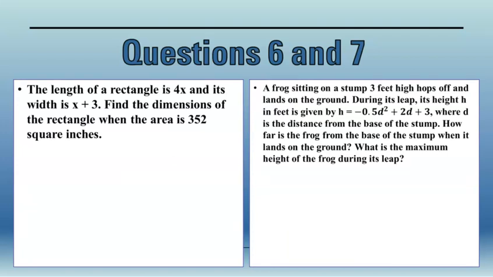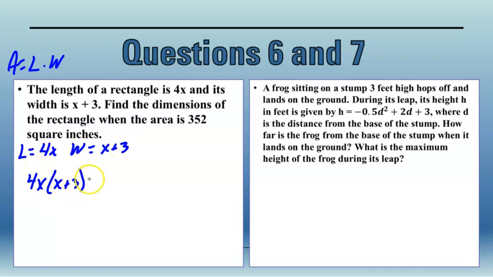Question 6. The length of rectangle xy is 4x and its width is x plus 3. Find the dimensions of the rectangle when the area is 352 square inches. So again, area of a rectangle is length times width. And we know the length is 4x and the width is x plus 3. So if I take those two, 4x times x plus 3, I should get an area of 352. So if I distribute, I get 4x squared plus 12x. And then I'm going to subtract this 352 from both sides so I can have a trinomial.